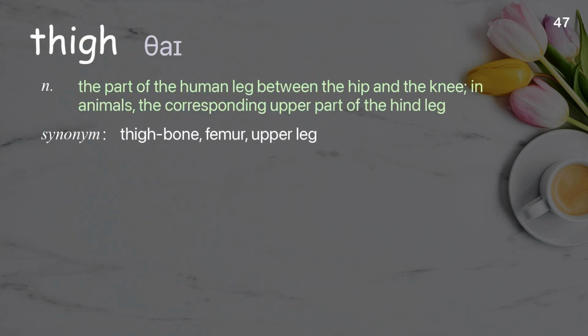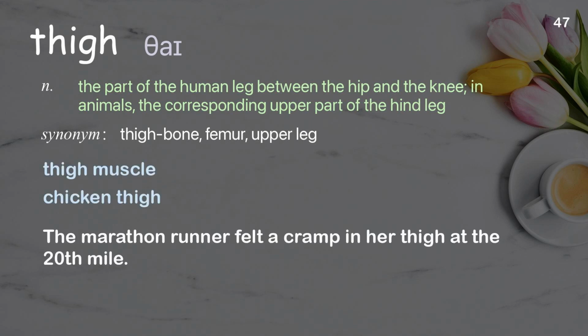Thigh. The part of the human leg between the hip and the knee. In animals, the corresponding upper part of the hind leg. Examples: Thigh muscle. Chicken thigh. The marathon runner felt a cramp in her thigh at the 20th mile.